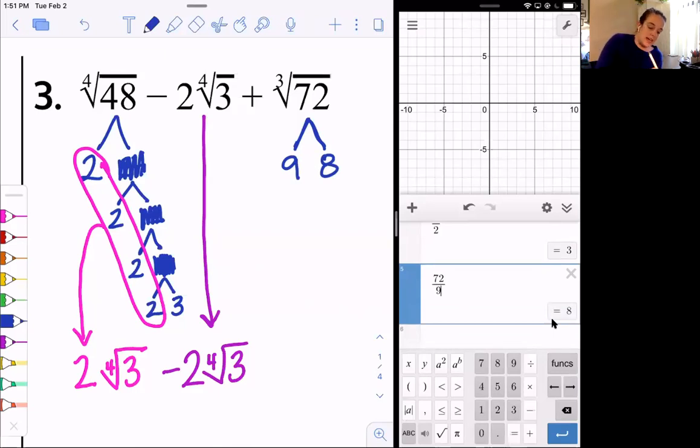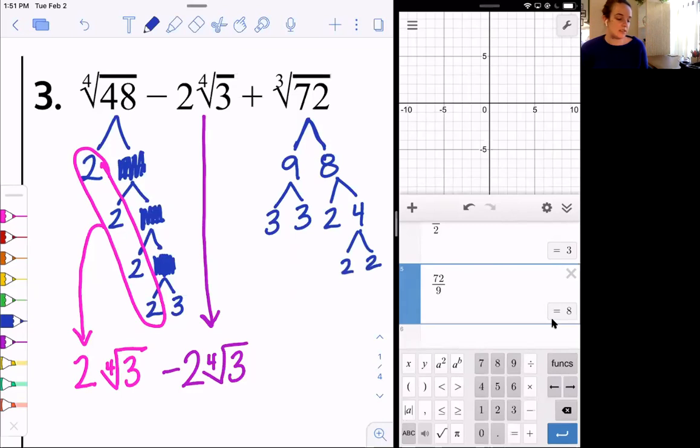Cool. 9 is 3 and 3, as we were doing earlier. What is 8? Two and 4, yes. 2 and 4. And 4 is 2 and 2. Mia, you're on fire with the division today. Great job.